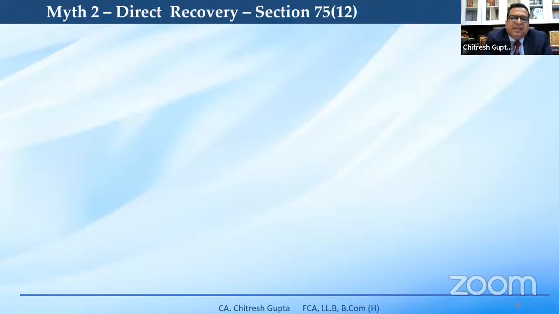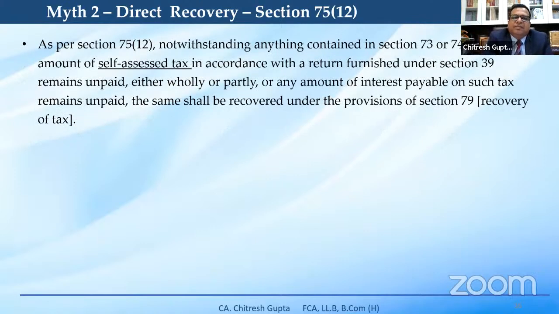The other is direct recovery under section 75(12). So there is a section 75(12) which says that nothing contained in section 73 or 74, notwithstanding anything contained in section 73 or 74, where any amount of self-assessed tax in accordance with the return furnished under section 39, that is GST 3B, remains unpaid either wholly or partly, or any amount of interest payable on such tax remains unpaid, the same shall be recovered under the provision of section 79.